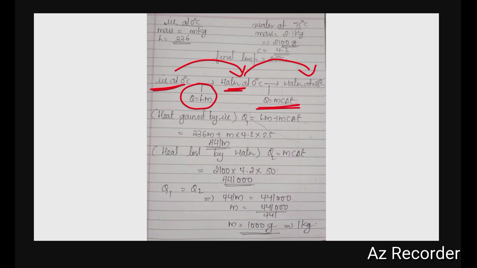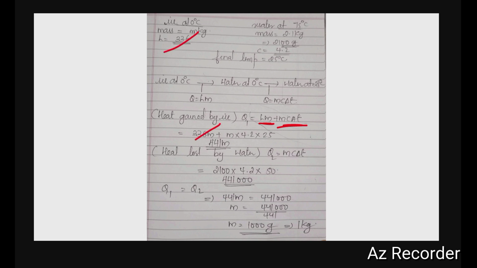So the heat gained by the ice during the complete process will be the sum of these two quantities of heat energy, which will be Q1 is equal to L into M plus mc delta T. We do not know the mass, so let it be M itself. So L is 336, so 336 multiplied by M plus M into C into delta T, where delta T is 25 degrees Celsius. Upon solving, we get 441 M.